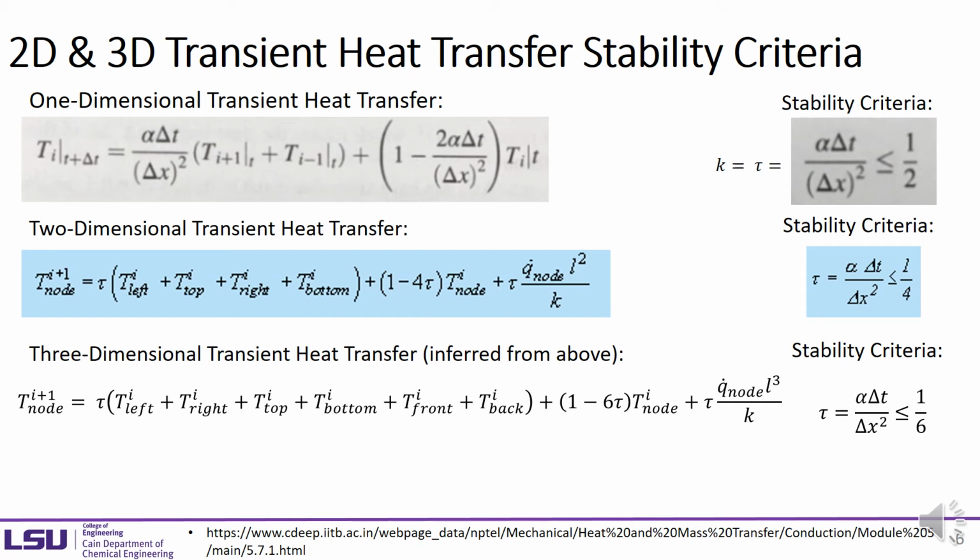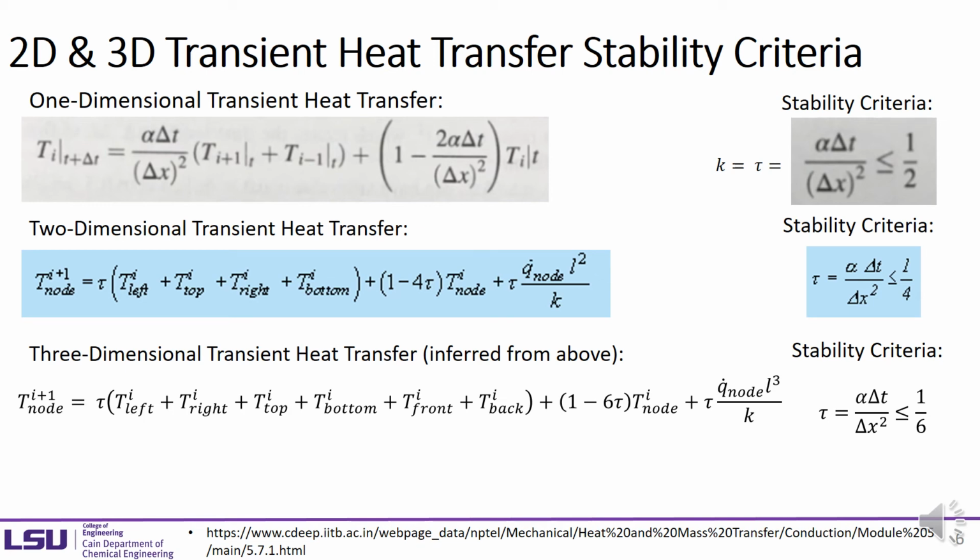There are two additional terms that were not shown in one-dimensional, which are the top and bottom values. And if you look on the far right, the stability criteria is that tau is less than or equal to 1/4, which is due to the term in parentheses in the equation, which has the same concept as the first problem, where if the value were greater than 1/4, you would end up with a negative term.